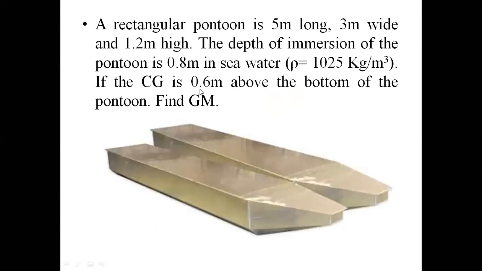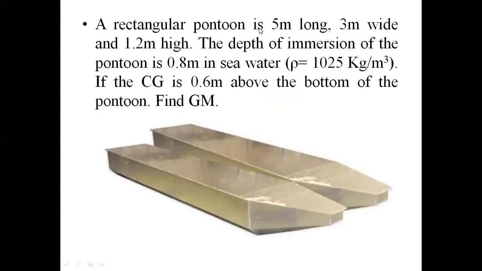If the CG is 0.6 meter, where CG represents the center of gravity above the bottom of the pontoon, find the metacentric height. He is saying it is a rectangular pontoon. It is nothing but a partially submerged body, or we can say it is a boat.